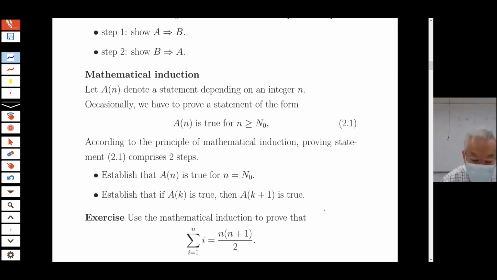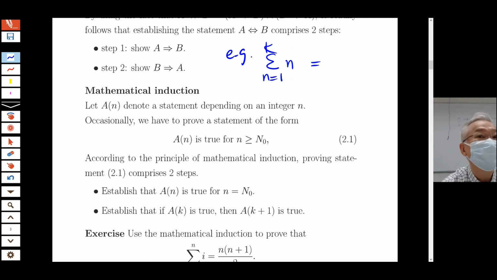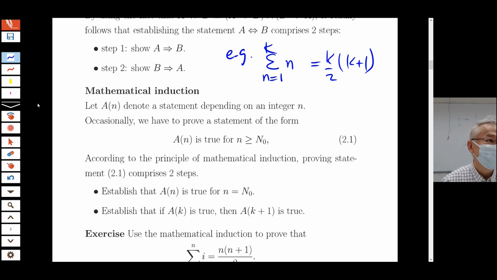A classic example of this is when you put a formula. We say the summation of n from 1 to k is equal to what? This is the arithmetic series, right? Summation of n from 1 to k is equal to what? Do you remember? It's k over 2 times k plus 1. Am I right? Oh, this is high school, just a few years ago.